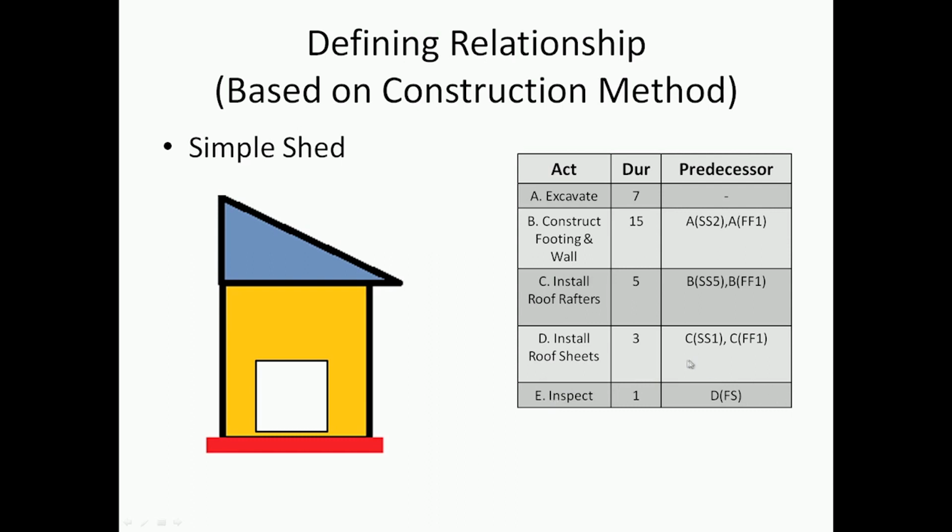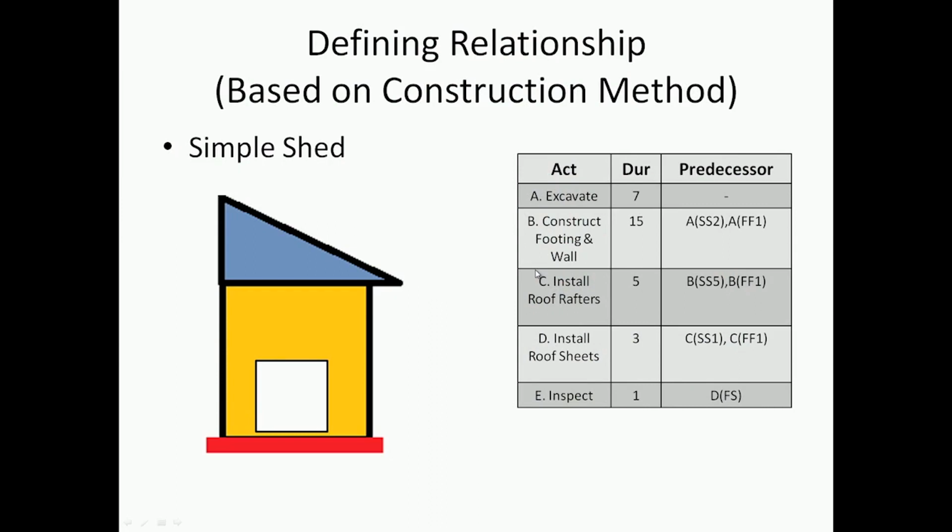And for inspection, we say that only after the installation of roof sheets is done can inspection start, and it will take 1 day. So this is the representation which we have discussed. And if you look at how the shed is constructed, I might say I don't want to overlap: I'll do all my excavation, all my construction of footing, then the wall, and then install. But obviously that would take a lot of time if we did every activity serially, and that's why we want to do this in a parallel way.